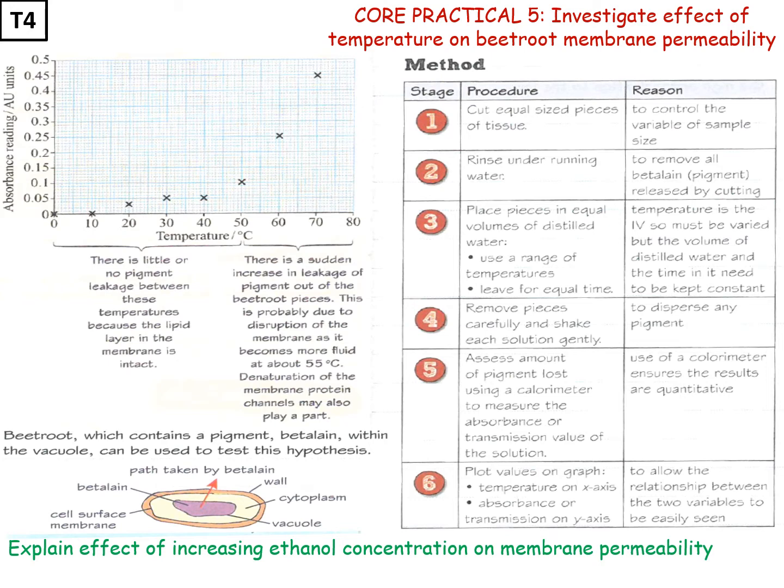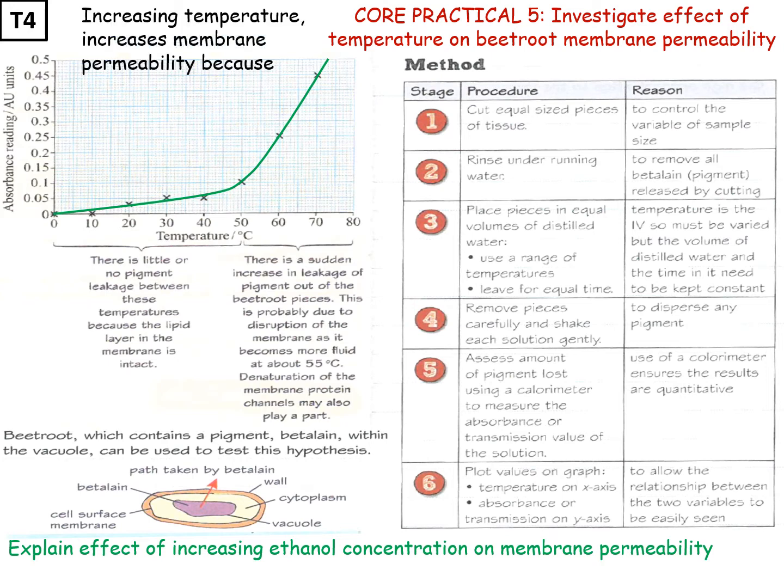When the temperature affects the membrane permeability, you can then plot a graph with temperature on the x-axis and absorbance or transmission on the y-axis. And you should get a line of best fit or curve like this, where increasing the temperature increases membrane permeability. And this is because the phospholipids have more kinetic energy when they've got a higher temperature.